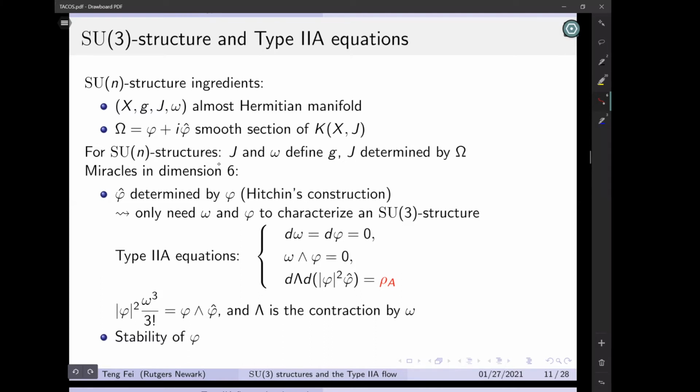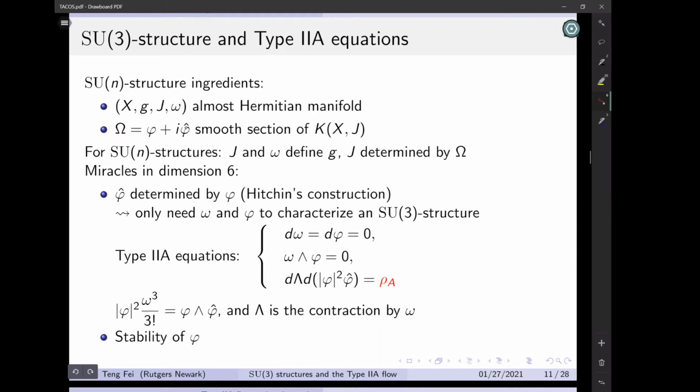Okay, but there's something more, algebraic miracles in dimension 6. So only in dimension 6, you have the following further reduction. You find that the imaginary part of your complex volume form is actually determined by the real part. So you only need the real part to get the capital omega. This is what's called the Hitchin construction. So we only need little omega and the real part to characterize an SU3 structure.